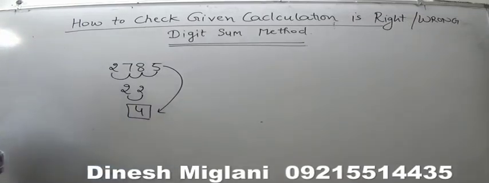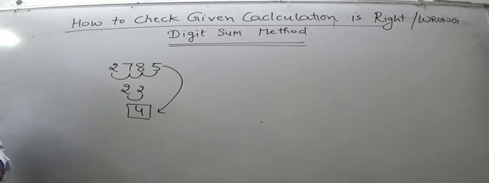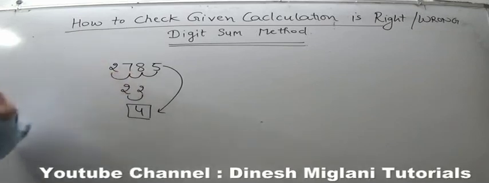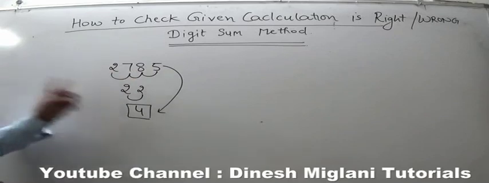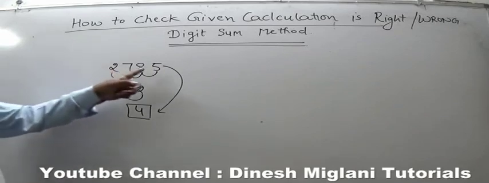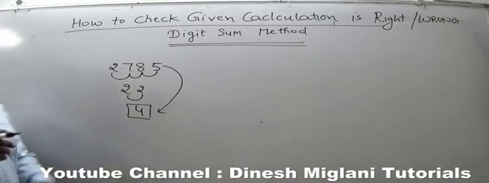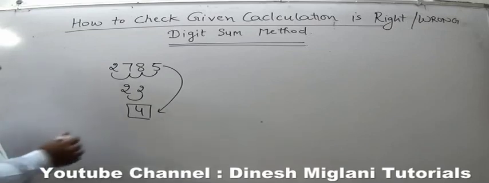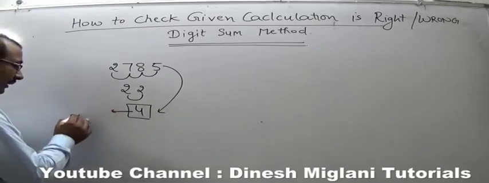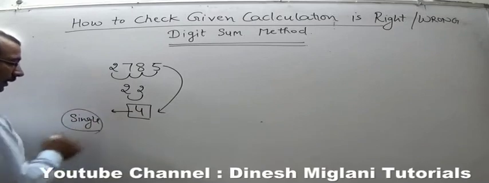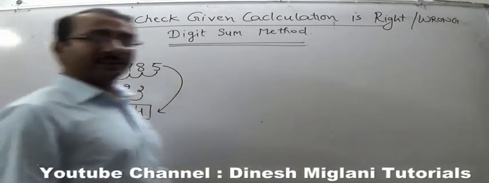How do we find it? In any question, when any number is given and you have to find its digit sum, what is the process? Just add the digits. I have added all four digits: 9, 8 is 17, and 5 is 22. Then add the digits of 22, 2 and 2, to get 4. So digit sum means the sum of the digits until you get a single digit number.